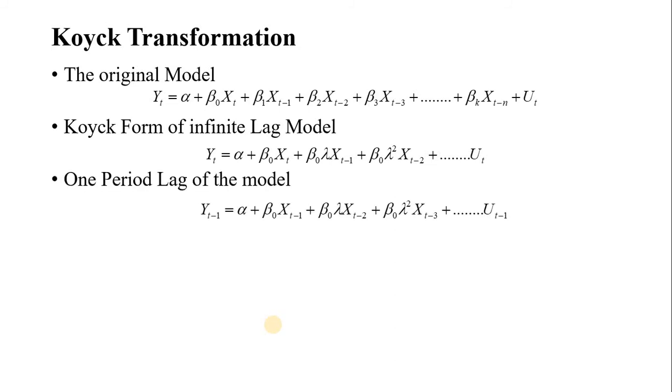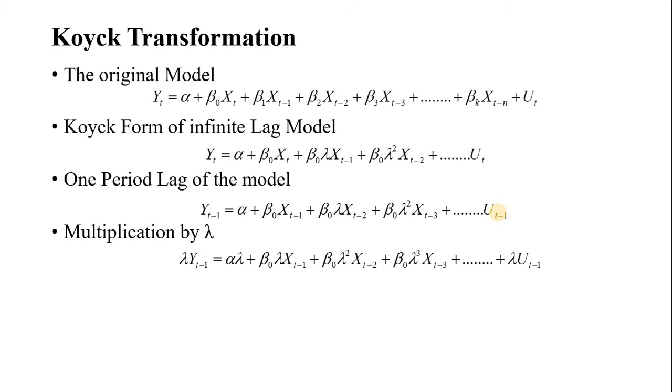Now you take one period lag of this model. So yt becomes yt minus 1, xt becomes xt minus 1, xt minus 1 becomes xt minus 2, xt minus 2 becomes xt minus 3, ut will become ut minus 1. This is what is called the one period lag of this model. Now this one period lagged model you have to multiply with lambda.